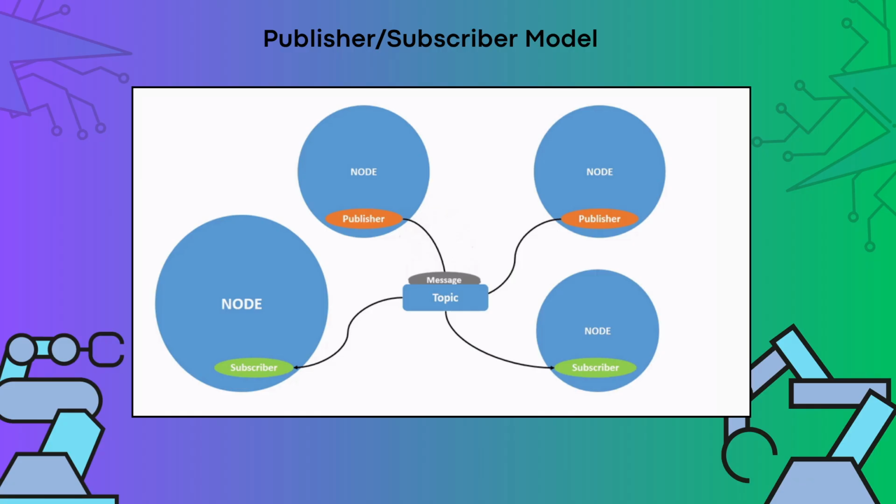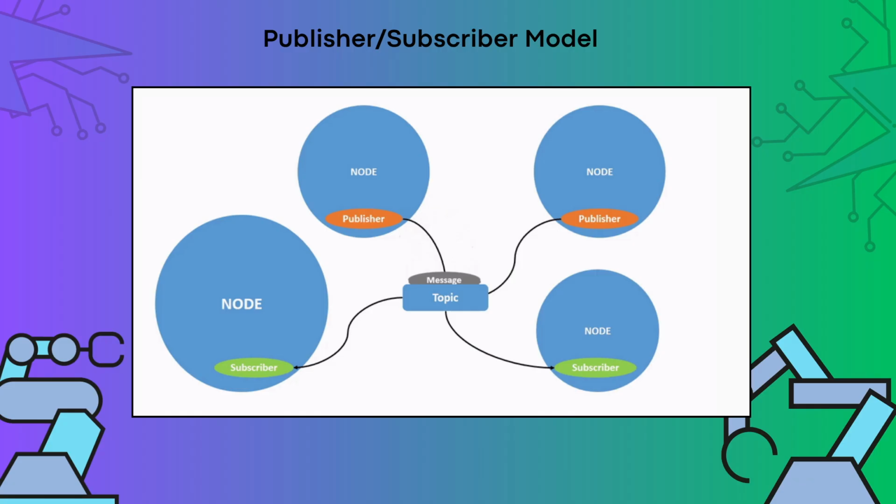Any node can publish messages onto that bus and any node can subscribe to listen to those messages. The really cool part is you can have multiple publishers and multiple subscribers all using the same topic at the same time. It's completely flexible. ROS2 handles all the routing automatically.